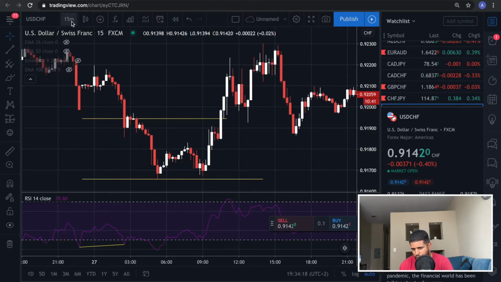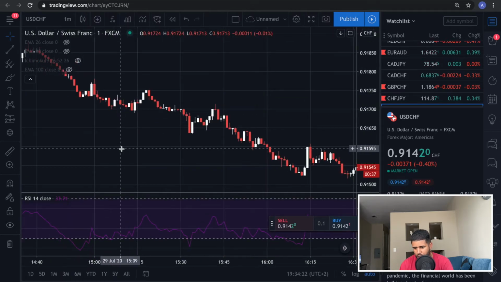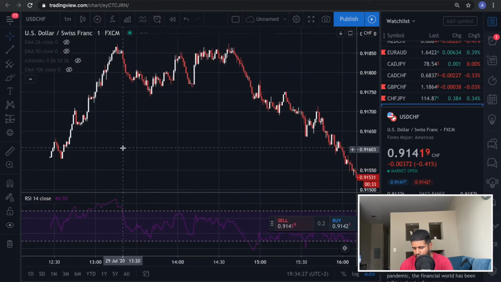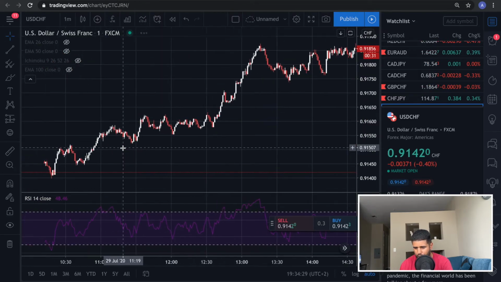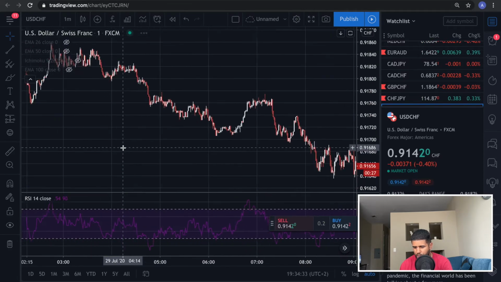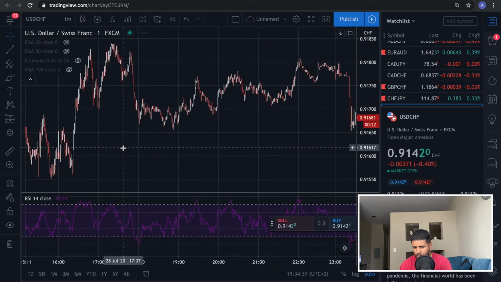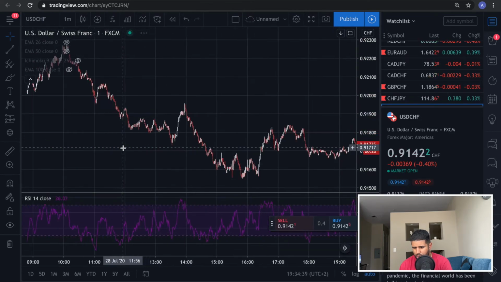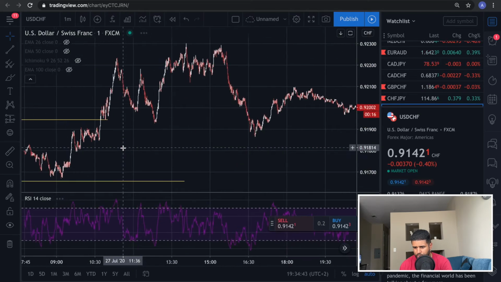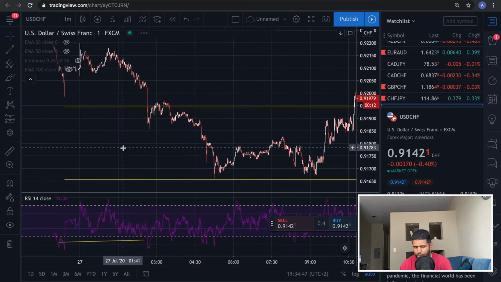So bear with me 1 minute. This is on a minute chart. Bear with me 1 minute, y'all, because I don't have my mouse with me. I'm gonna keep zooming in. Okay, right here, 1 minute chart, y'all.